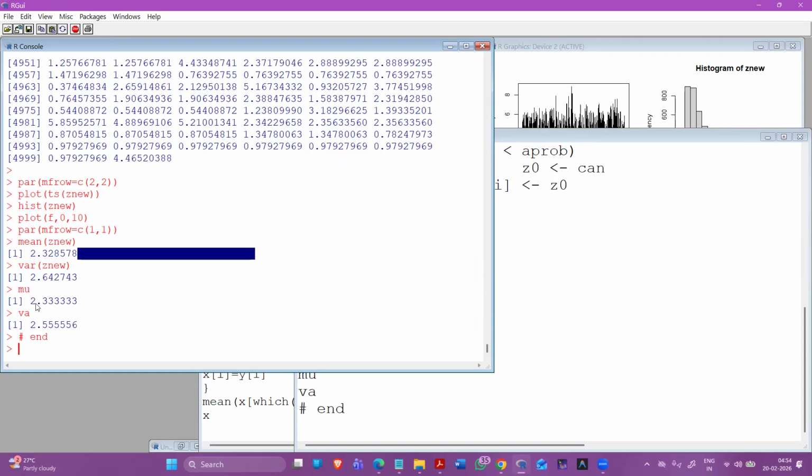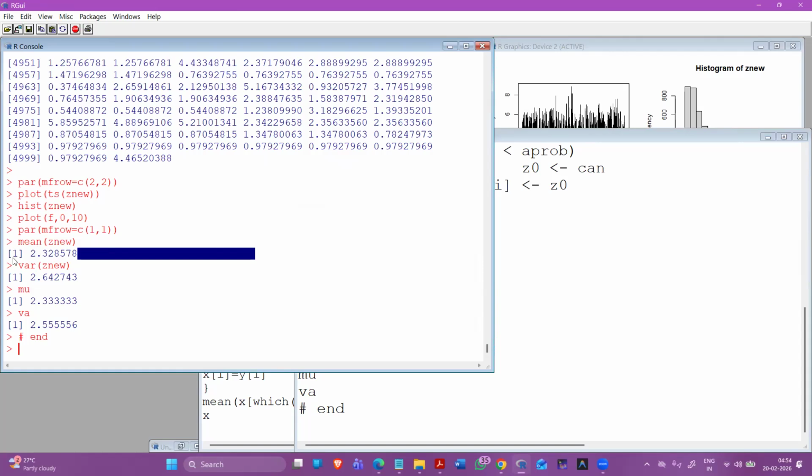What was the exact mean? It was 2.33. What was the variance? 2.55. Now you have the mean and variance almost equal. So the Metropolis Hastings algorithm will give you more accurate random numbers in comparison to the Metropolis algorithm, when you multiply and divide by your jumping distribution. Are you getting this point?